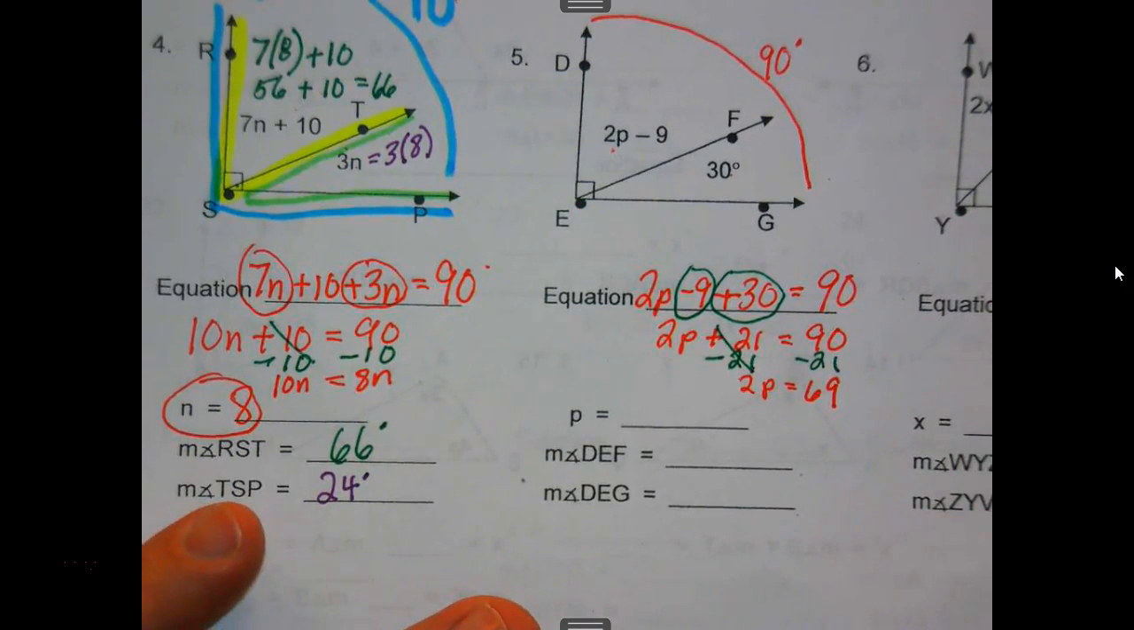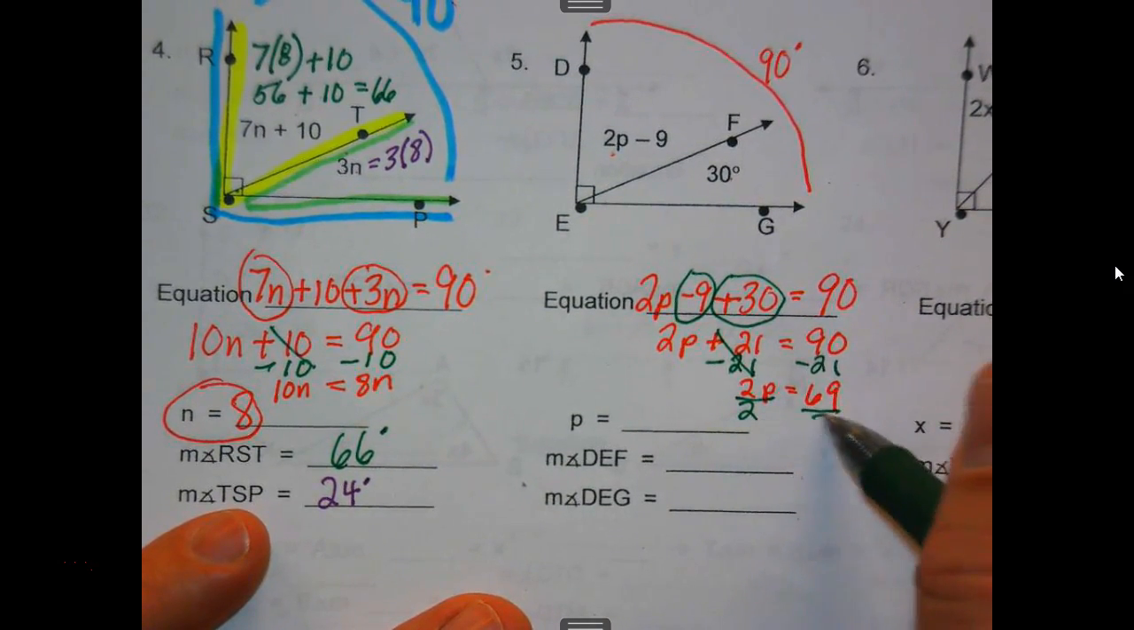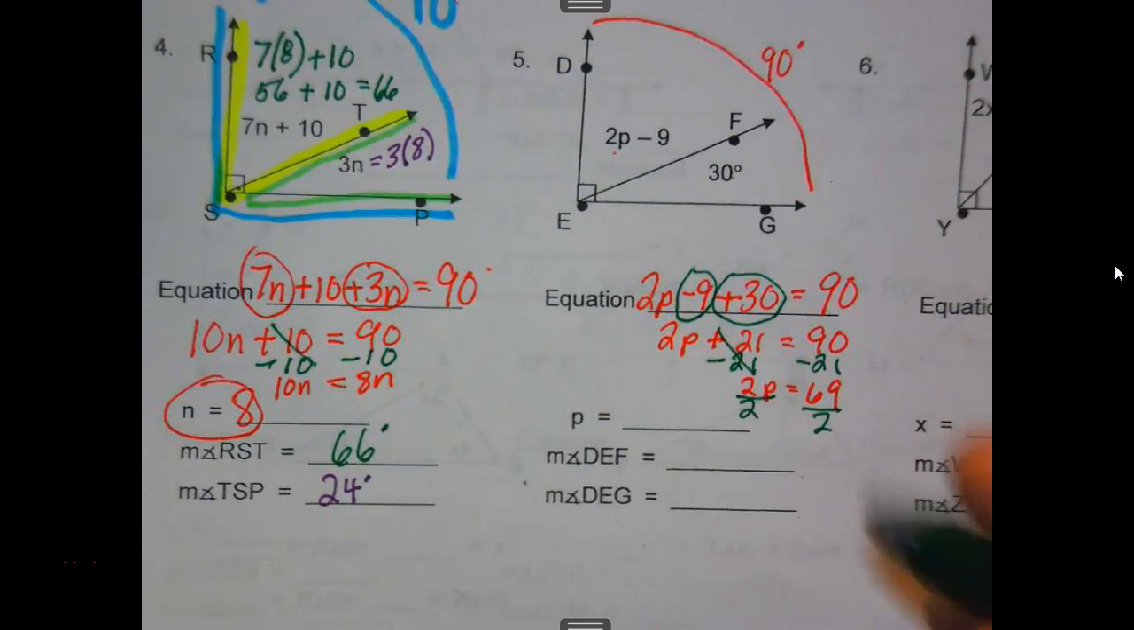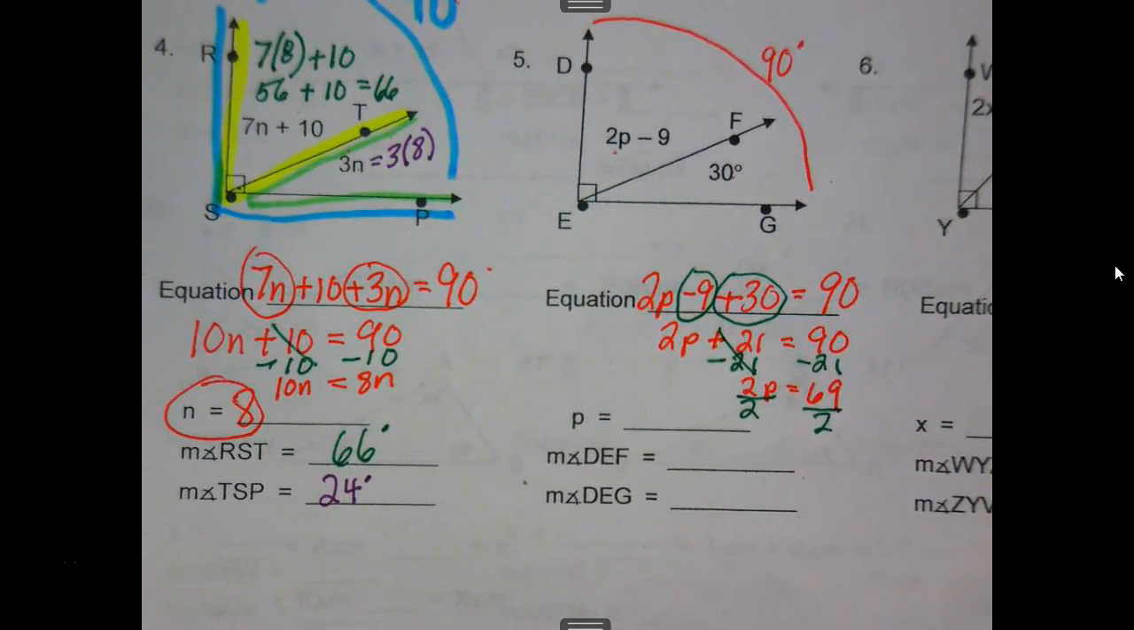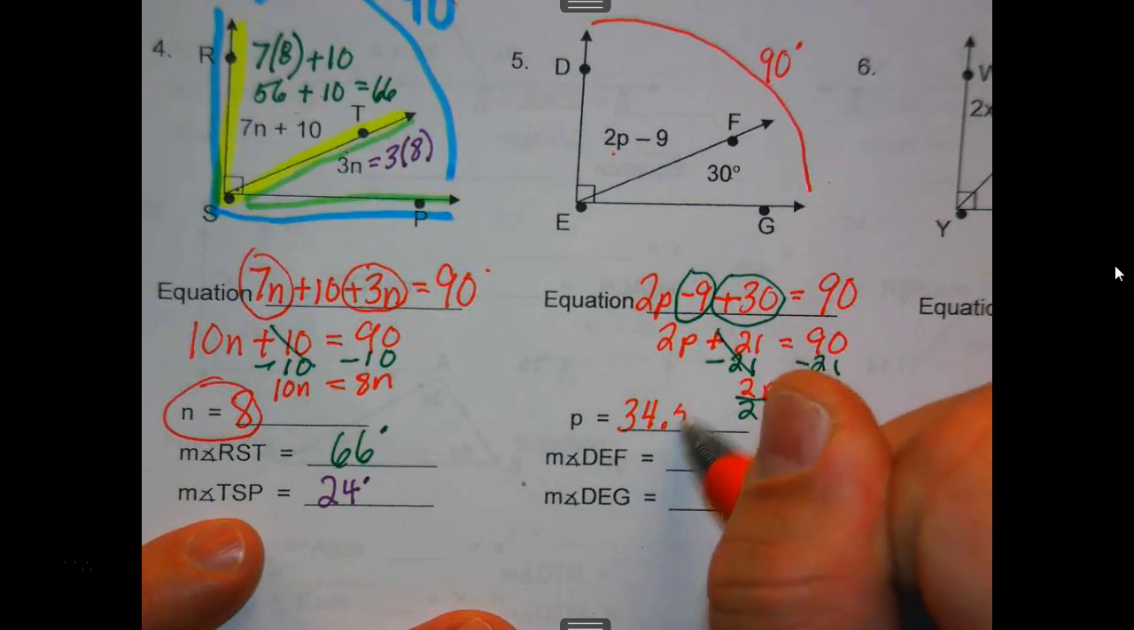Yep, divide by 2. No, it's going to be a decimal. That's why I'm like, did I do something wrong? I don't think so. So p is going to equal what's 69 divided by 2? 34.5.